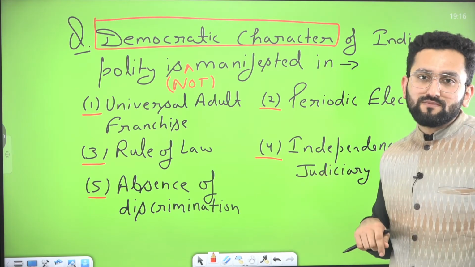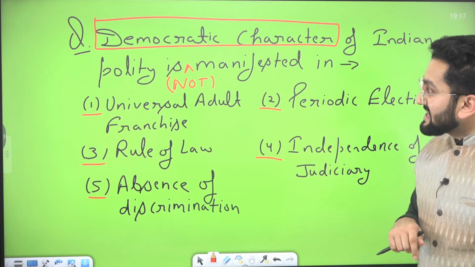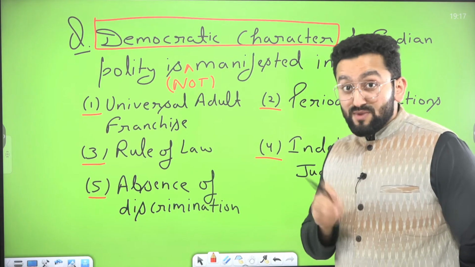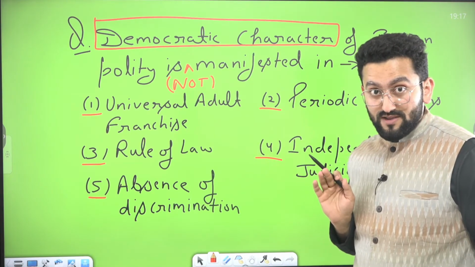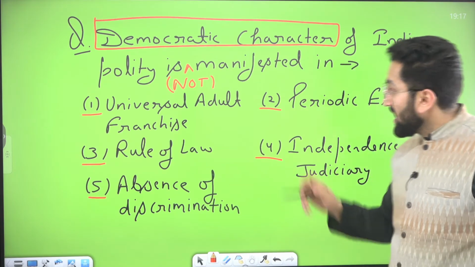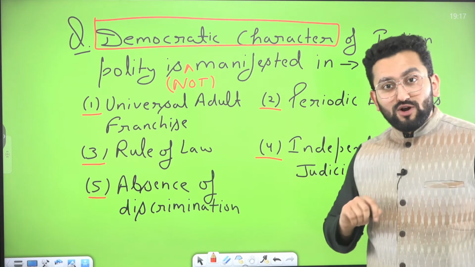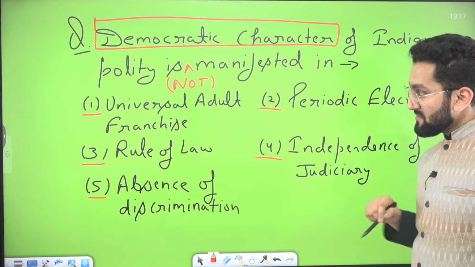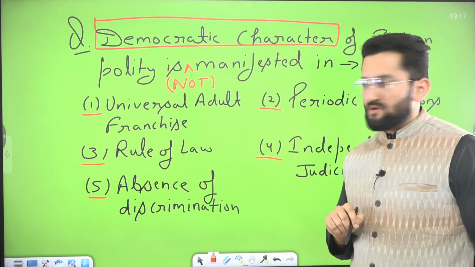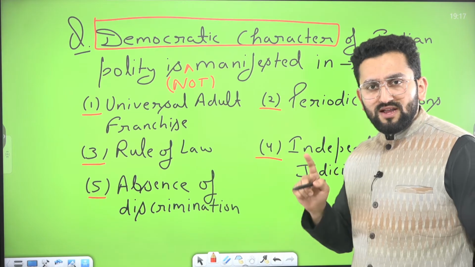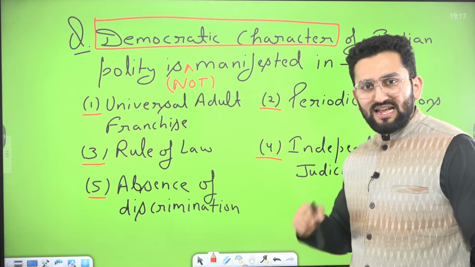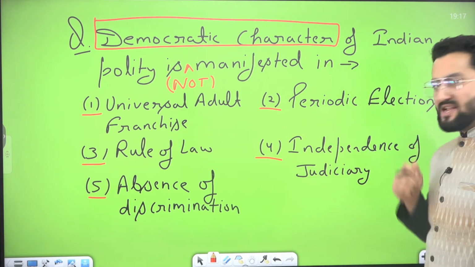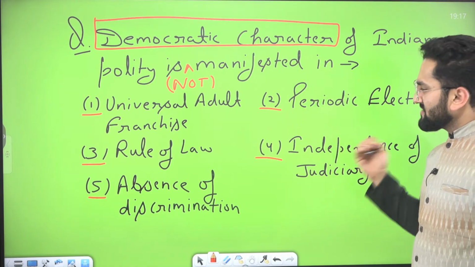This is the question. Now some of you might use your brain and say, democratic character, not manifestation. So universal adult franchise is a manifestation of democratic character in Indian polity, right, that you have voting power. Periodic elections, yes, elections are connected to democratic character. Periodic elections are necessary for democratic character. So these should not be the answer. Rule of law. It means no one is above the law. The State cannot engage in arbitrary action. Is it connected? Now, independence of judiciary. What is the connection of democratic character with independence of judiciary?